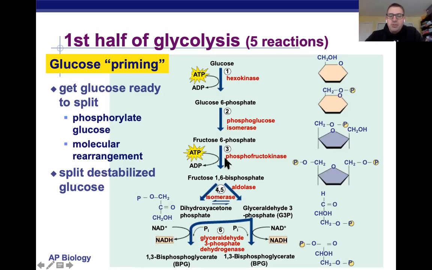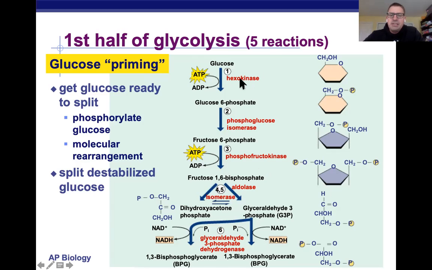You should be familiar with this enzyme right here, phosphofructokinase. This is my favorite enzyme. I have a second favorite, but this one is my first favorite enzyme, phosphofructokinase. We're going to talk about what it does and why it's really important when we talk about how cell respiration is controlled at the end of our cell respiration lectures.